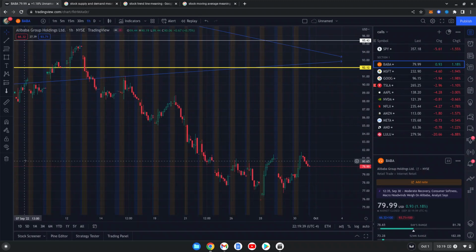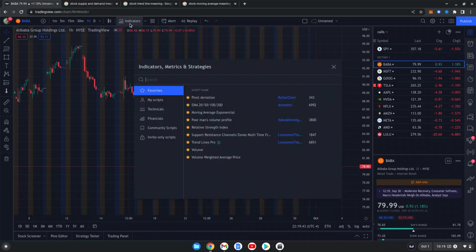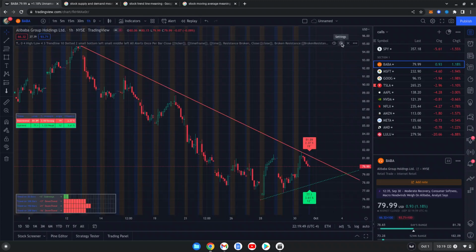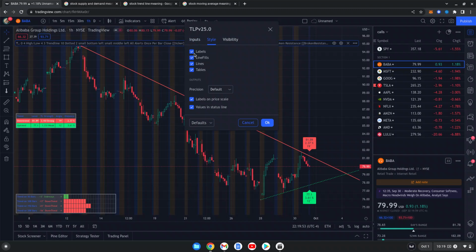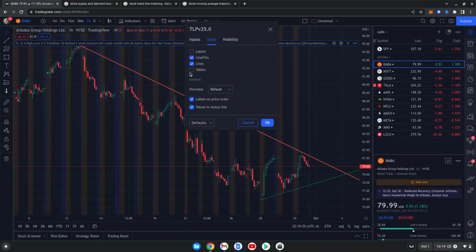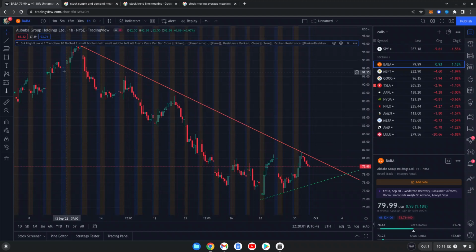Let me remove old drawings. So when we click Trendlines Pro and we go to settings, I go to style, and I remove labels and tables. So it removes all of that noise. And then I go to OK. And now we can see our trend line.